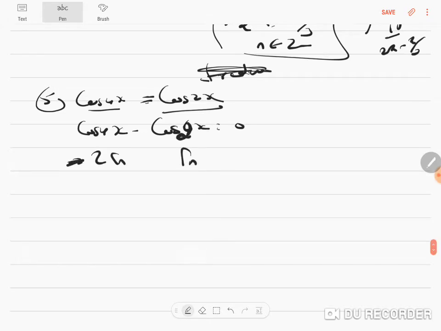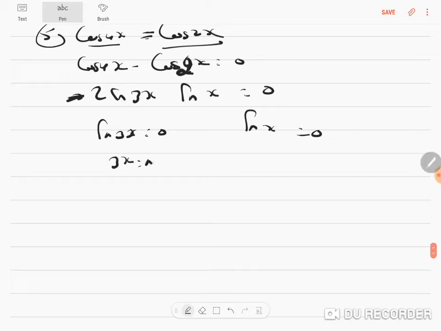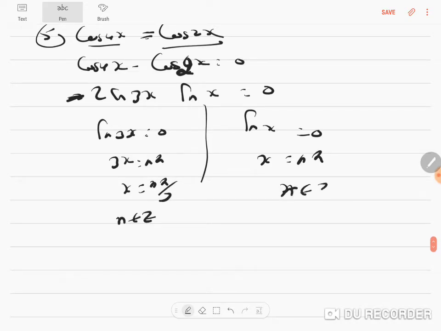This is 2x, right? C plus d by 2 is 3x. C minus d by 2 is x, which is equal to 0. Hence sin 3x will be equal to 0, or sin x is equal to 0. 4x minus 2x is 2x by 2, which is sin x. Minus 2 sin. So when will sin be 0? When 3x is equal to n pi, or x is equal to n pi. So x is equal to n pi by 3, where n is an element of z, is one solution, and x is equal to n pi, where n is an element of z, is another solution.